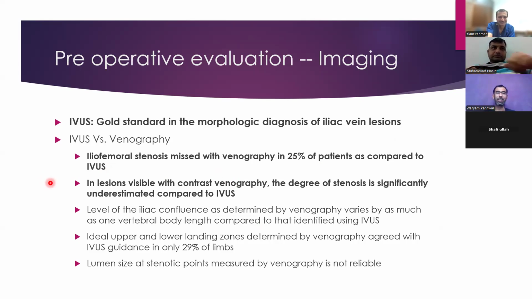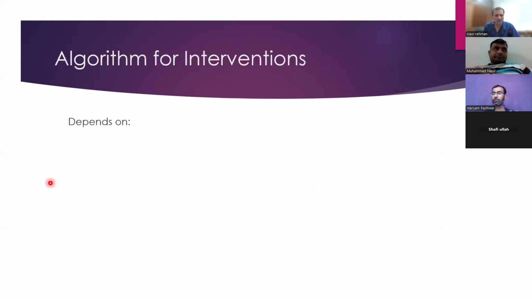In lesions visible with contrast venography, the degree of stenosis is significantly underestimated compared to IVUS. The level of the iliac confluence is determined more accurately with IVUS, and the upper and lower landing zones are more accurately visualized with IVUS as compared to venography. So IVUS is the gold standard as compared to venography.